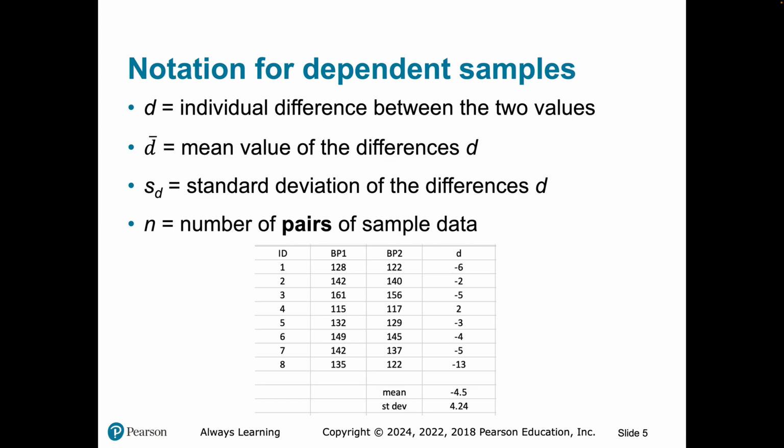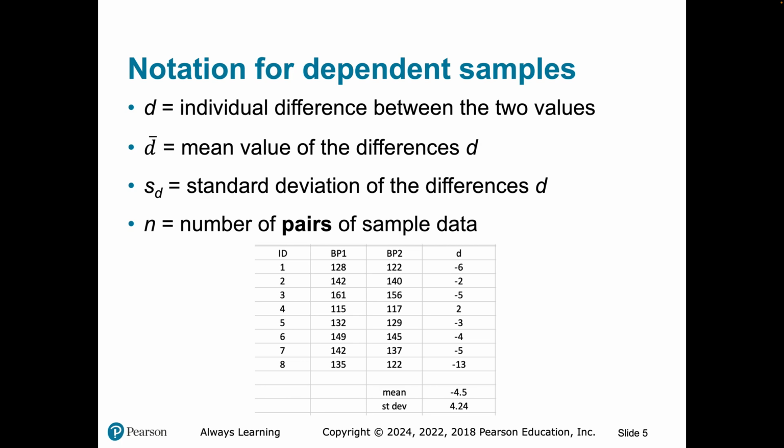Second participant, 142. Next blood pressure measurement was 140, so it decreased by 2. So that is our string of D's, the -6, the -2, the -5, the 2. That last column are the individual differences between the two values. Now, D bar is just the mean of those. So if I take -6 plus -2 plus -5 and so on, and divide by 8, the mean is -4.5. So that's the D with the bar above it. So it's the mean of the differences.